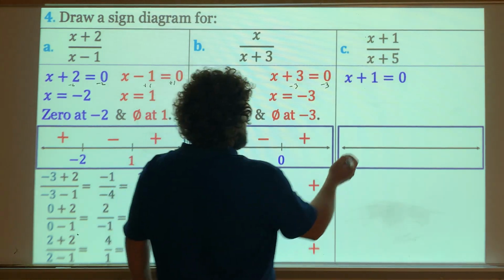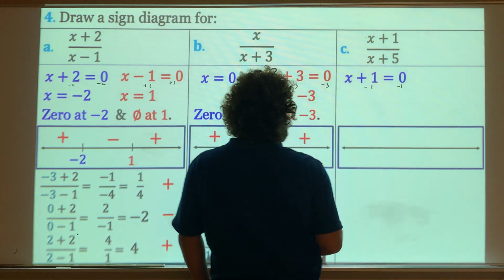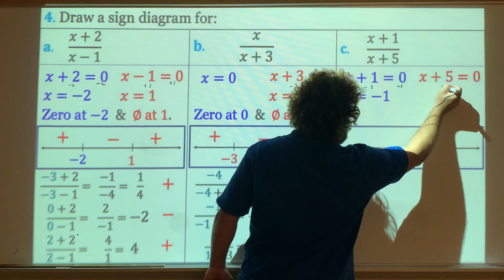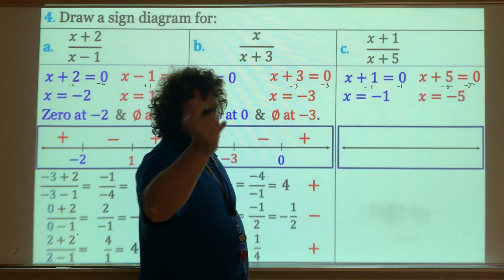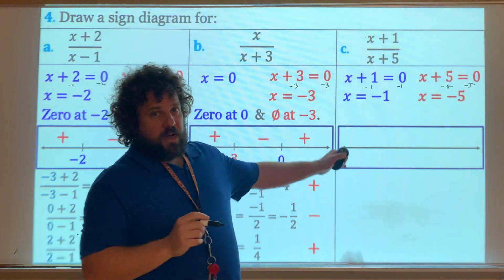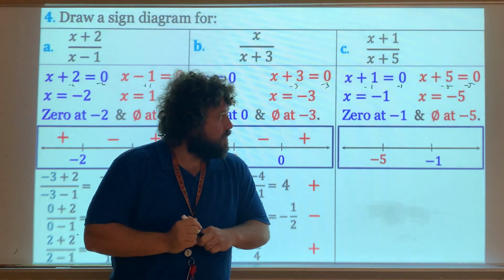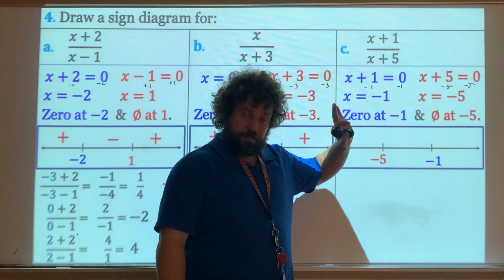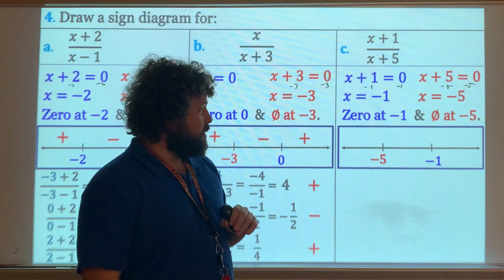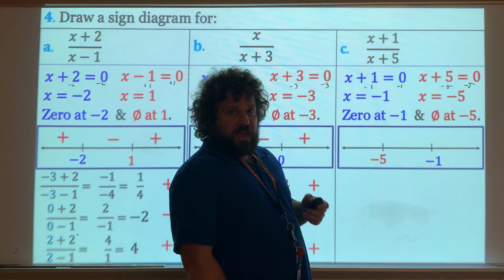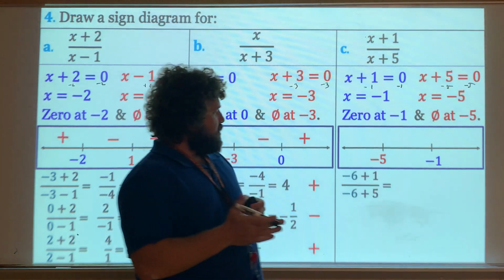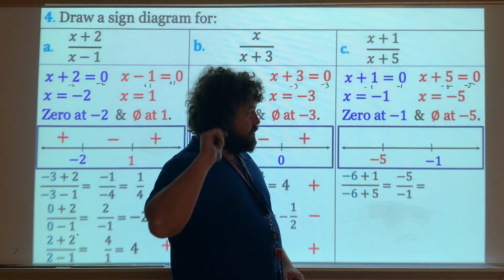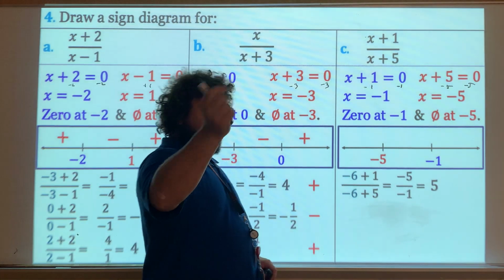Numerator, x plus 1. Subtract 1 from both sides. X equals negative 1. That's my 0. X plus 5. Subtract 5 from both sides. X equals negative 5. So it's undefined at negative 5 and has a 0 at negative 1. Negative 5 is less than negative 1, so you put it left in the number line. Number less than negative 5 is negative 6. So negative 6 plus 1, negative 5 divided by negative 1 happens to be 5. 5 is a positive number.